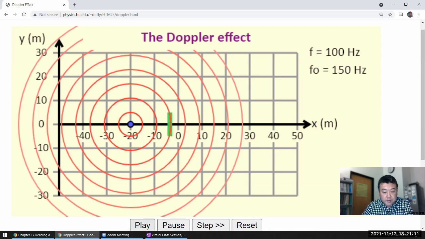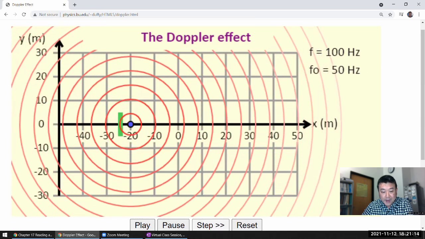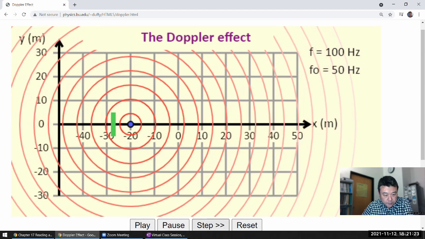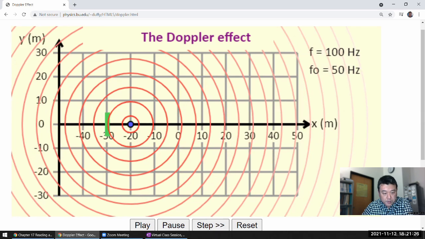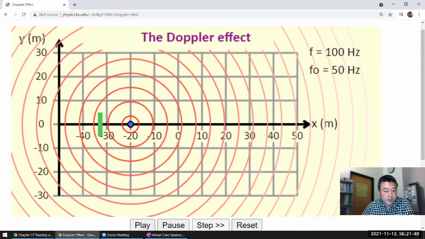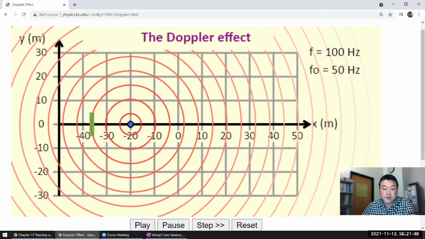Let me play through, and once the observer gets to the other side, the observed frequency is lower. You can kind of see why. Oh, that wavefront already crossed the observer. Okay, here, this wavefront is crossing the observer. If the observer stayed here, then the next wavefront would hit the observer around the time when you expect a 100 hertz wave to hit them. But because the observer is moving away, by the time the next wave is able to catch up with the observer, the observer has moved this distance. So the observed frequency is less.